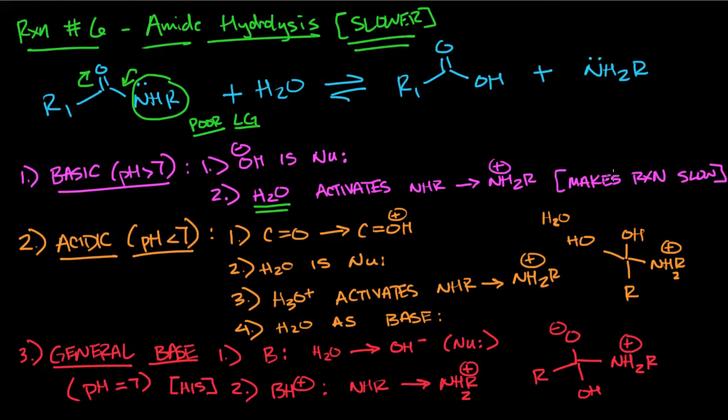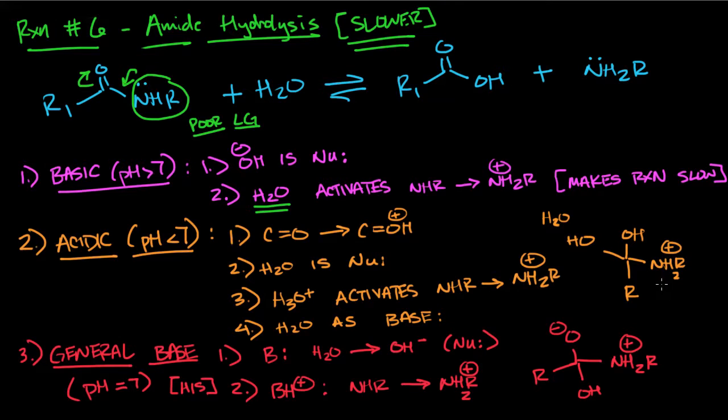Okay, acidic, it's going to be considerably faster. pH is less than 7. First of all, point 1, we activate the carbonyl by making it more electrophilic, protonate the oxygen. Number 2, H2O is going to be the nucleophile. And then 3, because we are under acidic conditions, we can activate the NHR to make an NH2+R, which is a better leaving group.